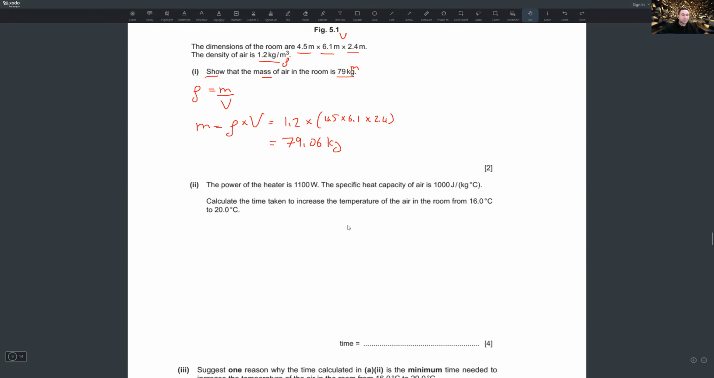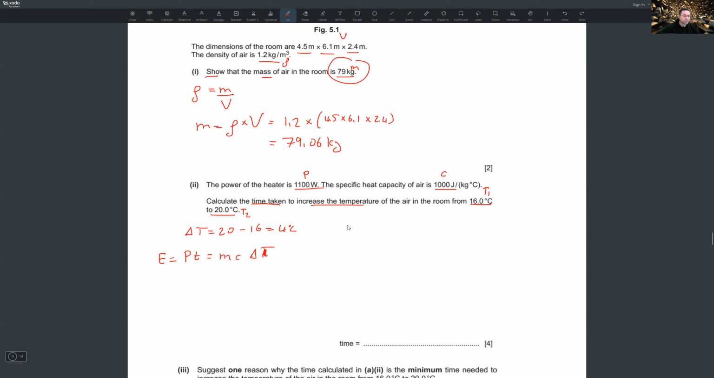Let's continue. The power of the heater is 1100. So power is given. The specific heat capacity of the air is 1000. Remember, we have the mass up here. Calculate the time taken to increase the temperature from 16 to 20. So the delta T before we start is 4 degrees Celsius. He wants time. Energy is power times time. Power times time is equal to mc delta t. Because remember, E equals mc delta t.